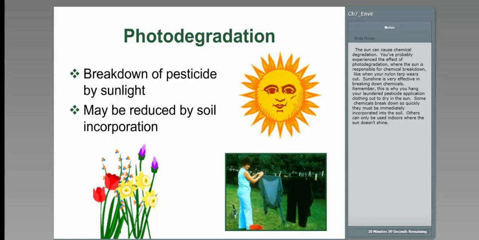The sun can cause chemical degradation. You've probably experienced the effect of photodegradation, where the sun is responsible for chemical breakdown, like when your nylon tarp wears out. Sunshine is very effective in breaking down chemicals. Remember, this is why you hang your laundered pesticide application clothing out to dry in the sun. Some chemicals break down so quickly they must be immediately incorporated into the soil. Others can only be used indoors where the sun doesn't shine.